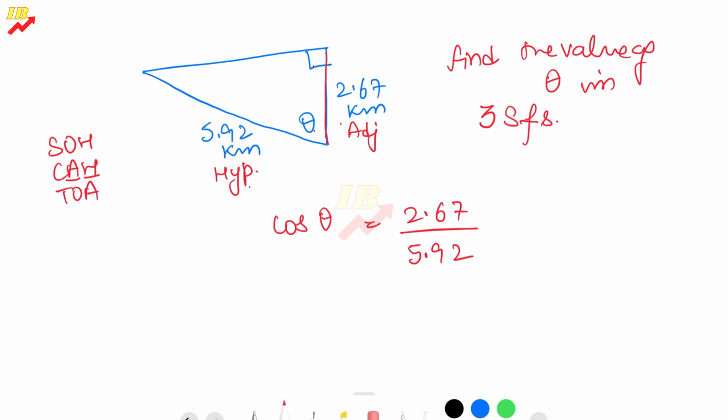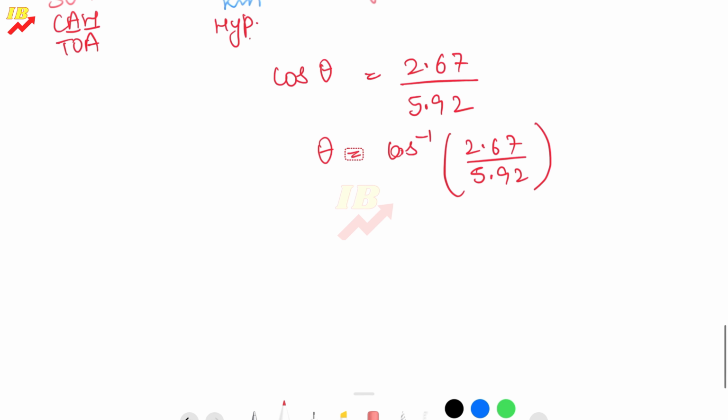Right? Now again we are going to cross multiply it, but if you're shifting any trigonometric ratio to the right side, then you're supposed to take the inverse of it. Inverse is cos inverse. This is 2.67 over 5.92. That's how we write it. Now my answer will come out to be approximately 63.2 degrees.